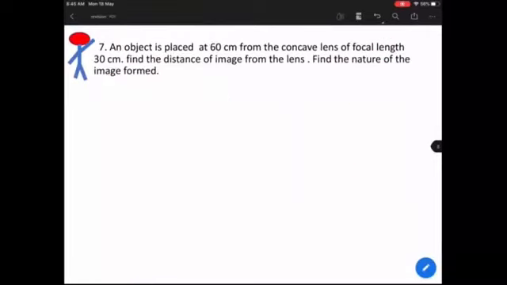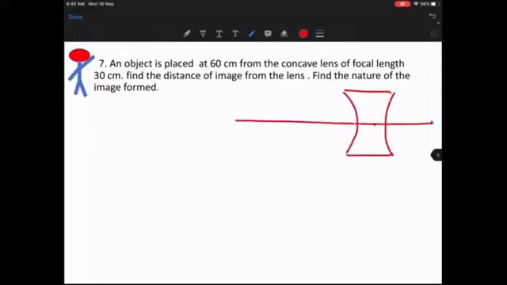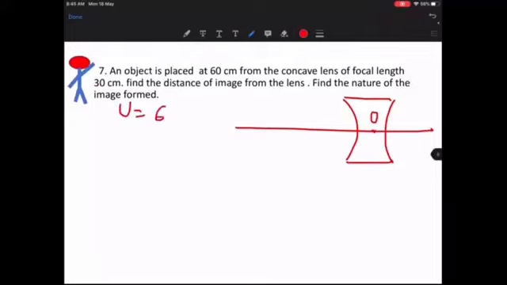Look at this next one. We have an object which is placed at 60 centimeter from the concave lens. Okay, so we are again going to draw the diagram. All of you should draw it in your copies so that it will be clear to you. So let's just draw the concave lens here. Okay, so this is your optical center. Fine. Now the object is placed at 60 centimeter from the concave lens. So what is the object distance? It is 60 centimeter, so it will be equal to minus 60. Correct? Minus 60 centimeter. Focal length is given as 30 centimeter.